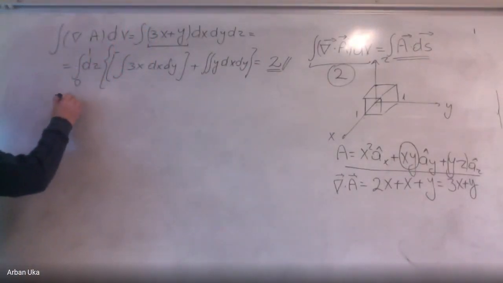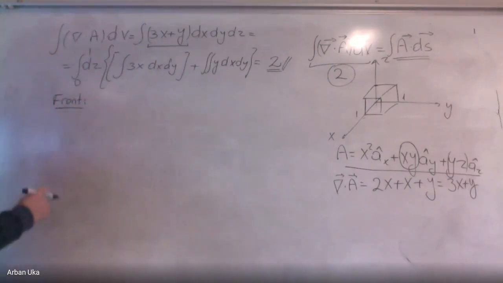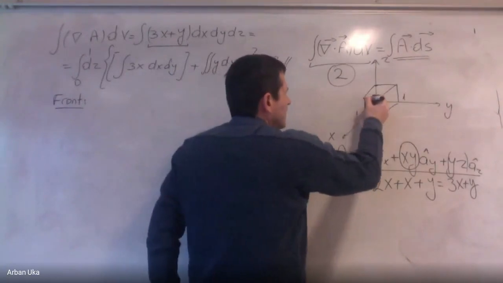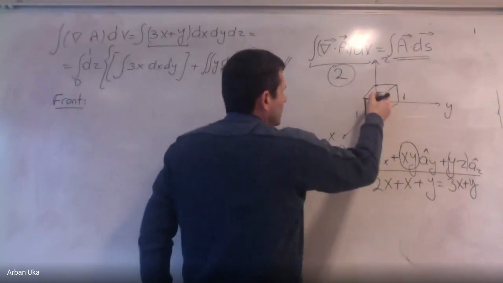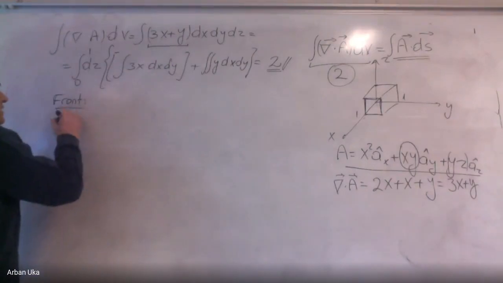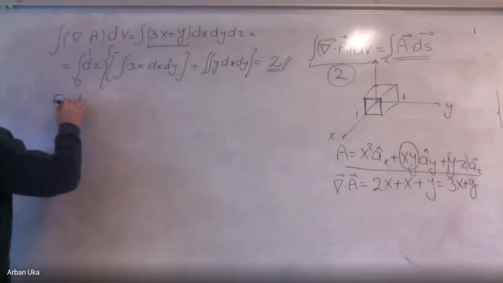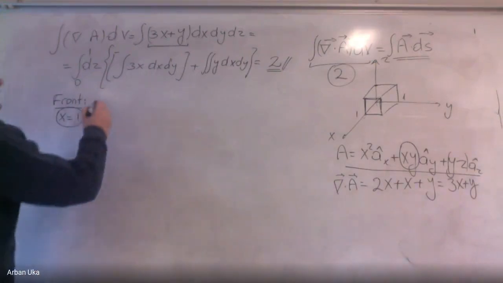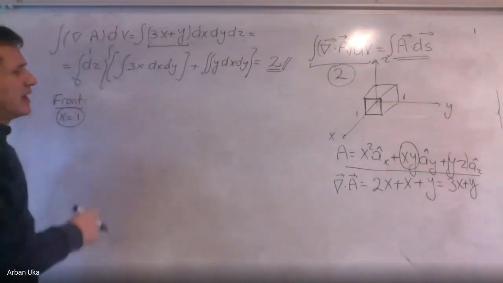So let's consider the surface area on the front. The surface area on the front, if this is the x-axis, it's located somewhere here. Okay, well, you know where it is. And the one on the front, we have x is equal to 1. So x is fixed. And here, vector A.